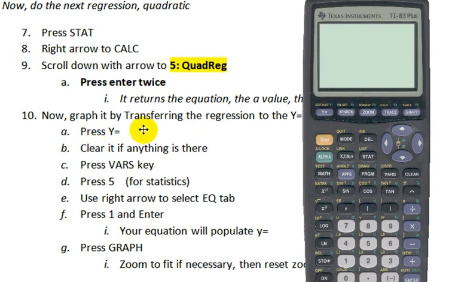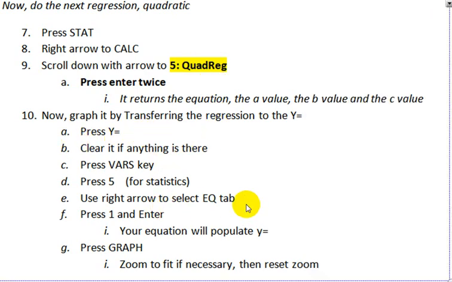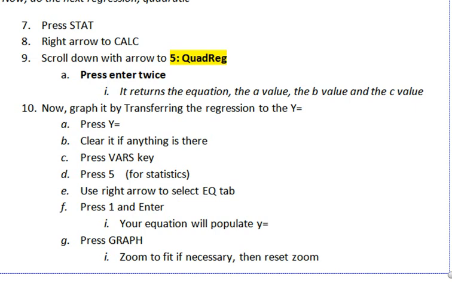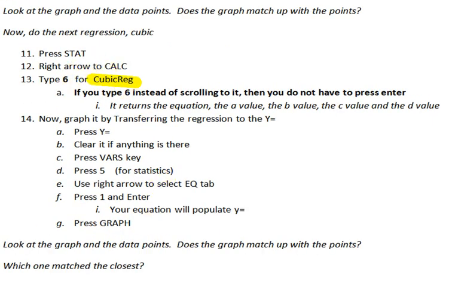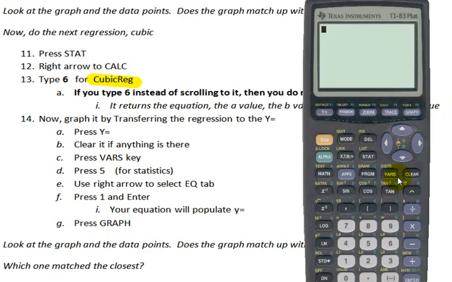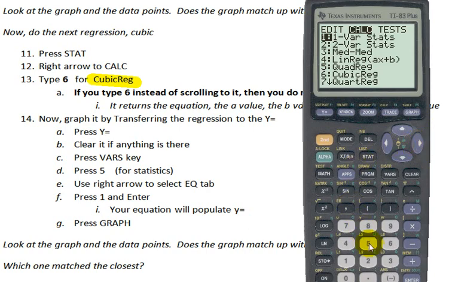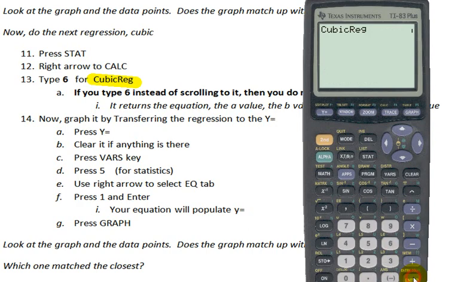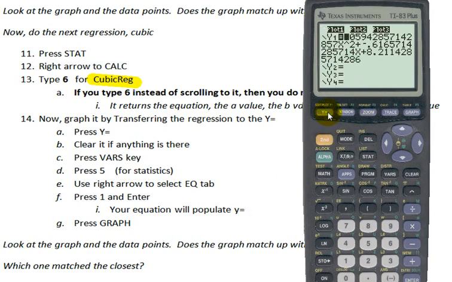All right, now let's do the last one for our cubic regression. So repeat the process this time. We're going to press Stat once again. And now go to Calc and cubic regression, number 6. Enter. And there's a lot of numbers I wouldn't want to type. Right? So now let's transfer it over. So y equals, and clear out what's there.